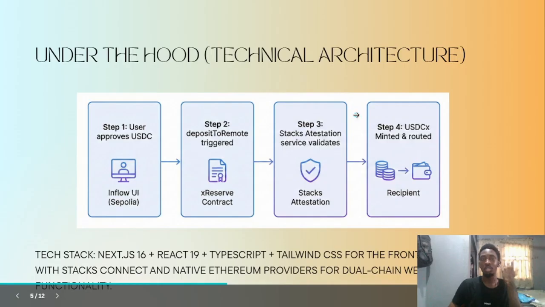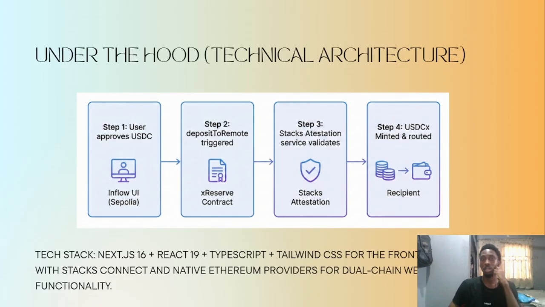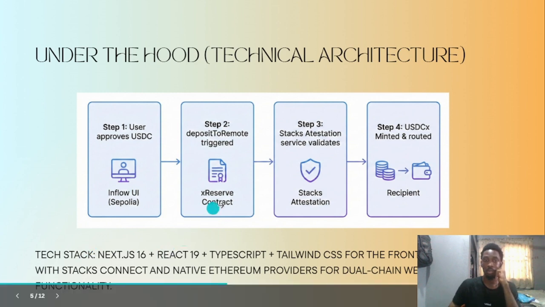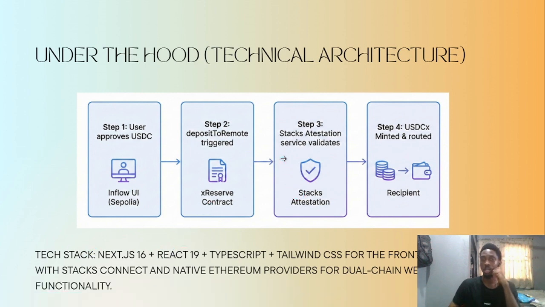Under the hood, the technical architecture is quite direct. The user approves the USDC tokens, and the deposit to remote function in the xReserve contract is triggered. The Stacks attestation service validates that the USDC is being bridged, and USDCx is minted and routed to that particular user's wallet. And these are the tech stacks that we used for this project. We use Next.js, TypeScript, and Tailwind for the front end, and we use Stacks Connect and Ethereum providers for the wallet connect functionality.